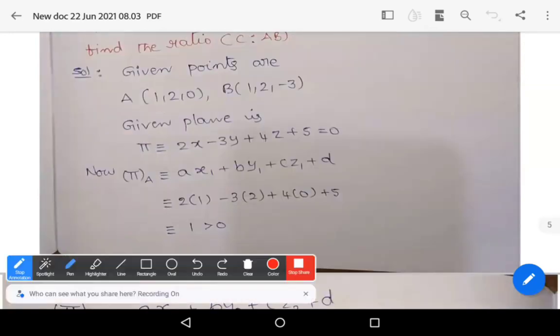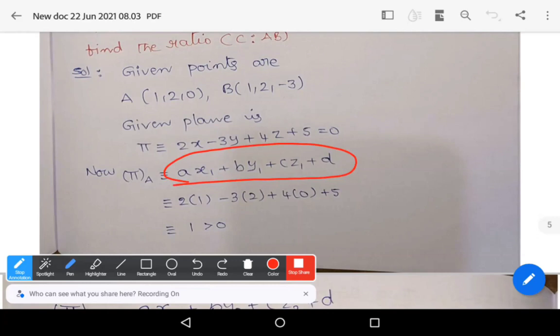Given points are A(1, 2, 0) and B(1, 2, -3), and the given plane is 2x minus 3y plus 4z plus 5 is equal to 0. Now calculate pi A. What is meant by pi A? Pi A is equal to ax1 plus by1 plus cz1 plus d.